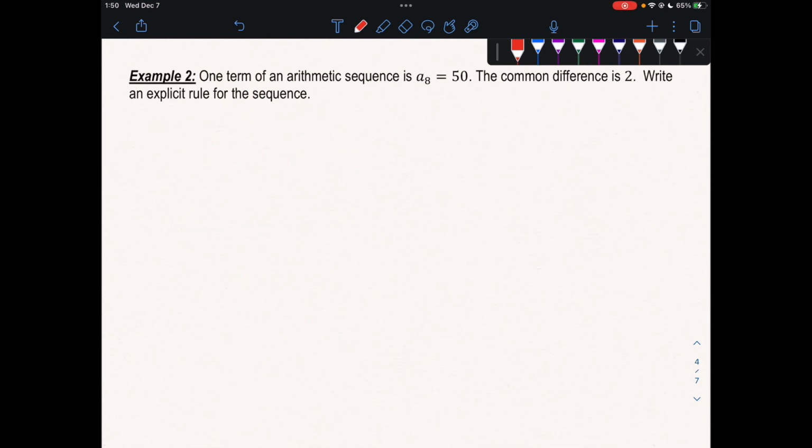Example 2. Given that we know that the 8th term is 50 and the common difference is 2, write an explicit rule. All right, so we know this is our explicit rule.